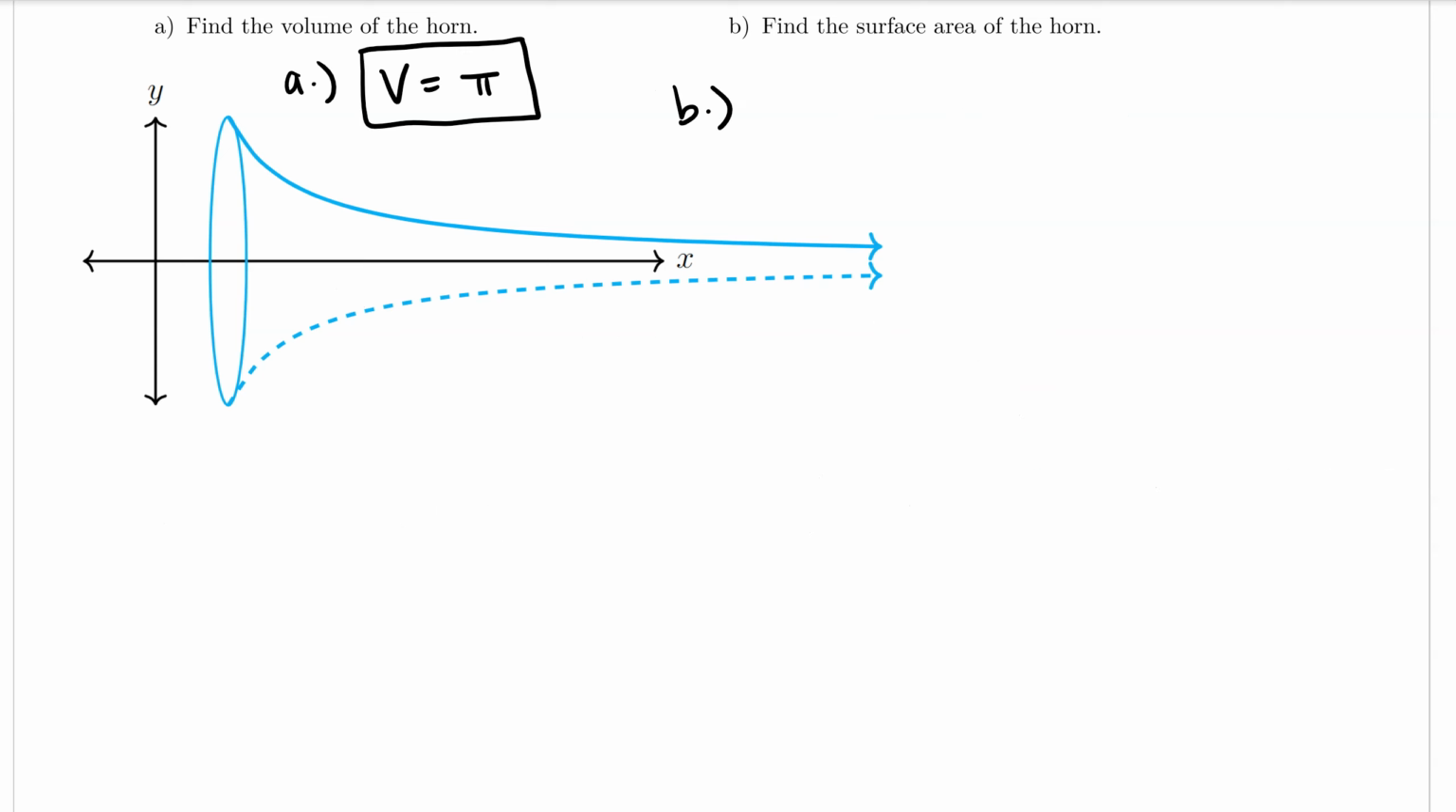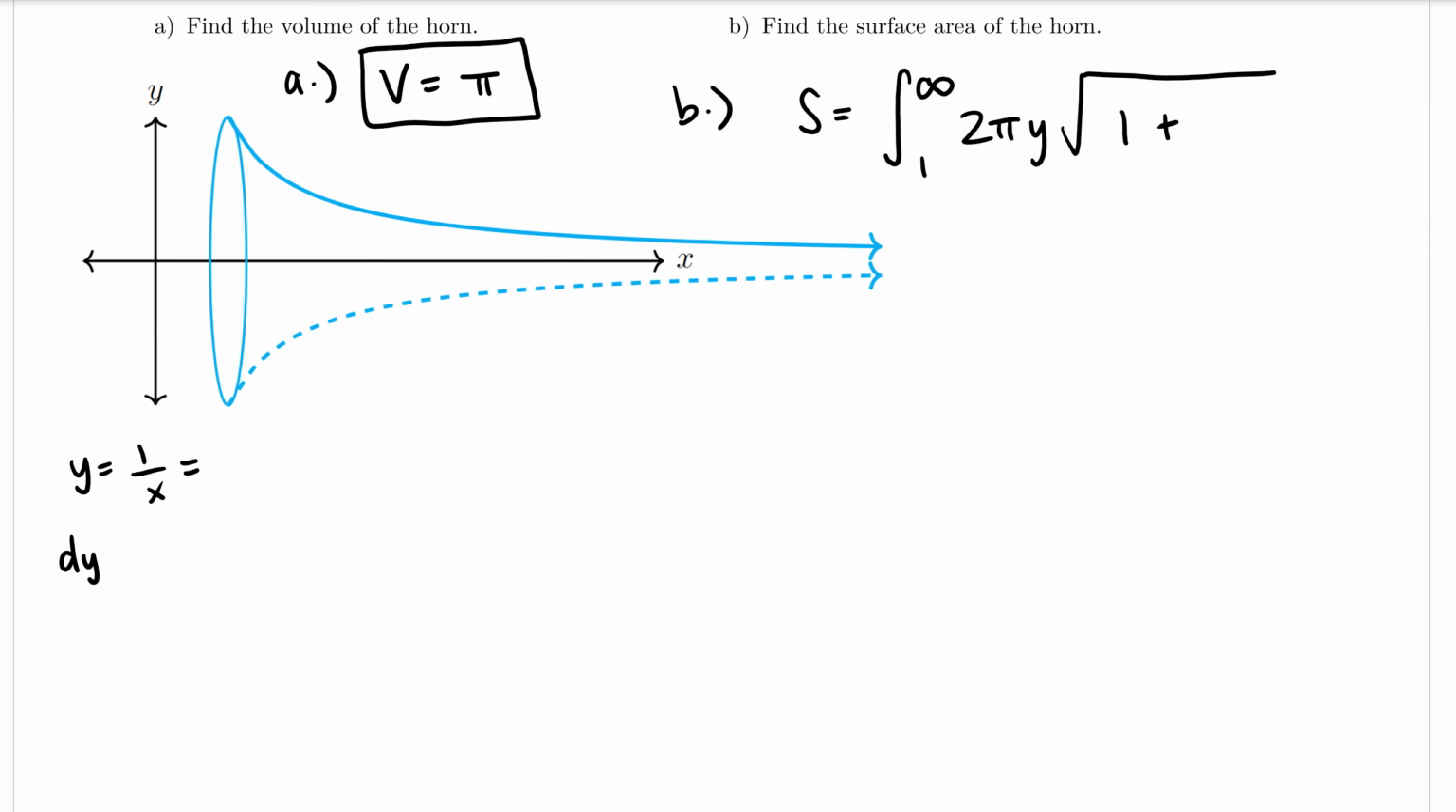Now part B says, find the surface area of the horn. So for B, we're going to set up our integral. We have S equals the integral from 1 to infinity of 2 pi, and we're rotating about the x-axis, so we're going to have y here, and we have the square root of 1 plus. We know from earlier that our function is y equals 1 over x, which is the same thing as x to the negative 1 power.